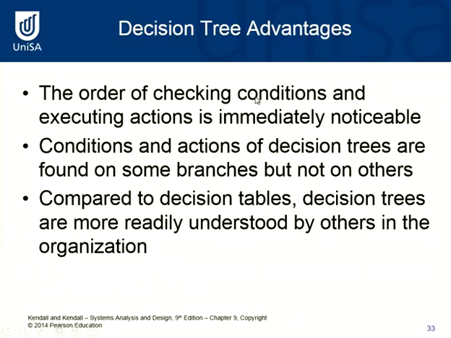Advantages of decision trees, the order and checking conditions. You can see the order immediately in a decision tree. You can see the actions. You can see the results that what needs to be carried out based on the conditions that have been satisfied. So a different level of clarity provided by decision trees. Okay, compared to decision tables, decision trees are more readily understood by others in the organisation. And I think it's quite intuitive to see with a decision tree, you can see and follow a path, whereas with a decision table can be a little bit more complex and convoluted to try and figure out which yeses and nos lead to an X in that particular column. But again, it's different ways of presenting similar types of information and scenarios.